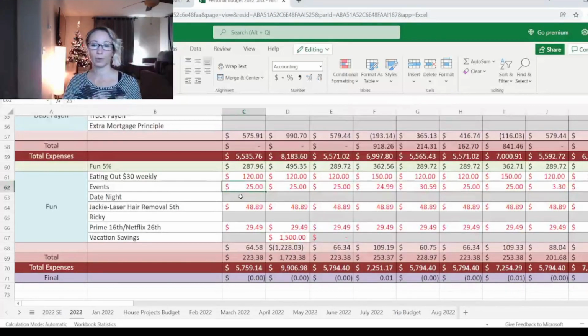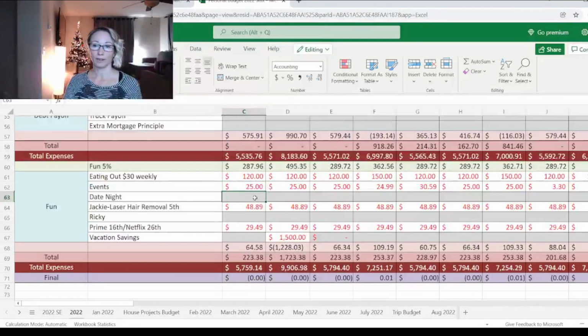Events, we have about $25 a month, and this is mostly going to be going towards camping. So we plan on most of our stuff this year being camping. So our food and our gas from our regular budget will most likely go towards the camping. So this is just anything additional we might need specific for the camping trip. And that's how we're just going to leave it.